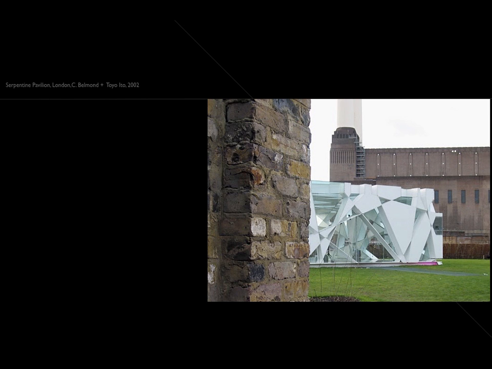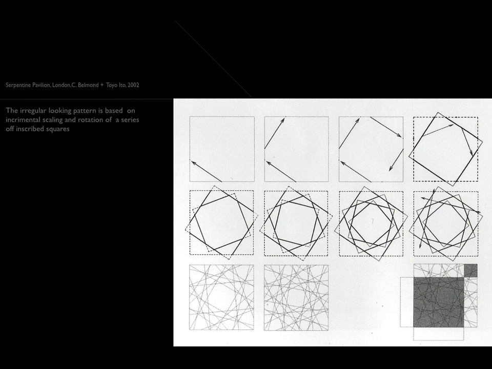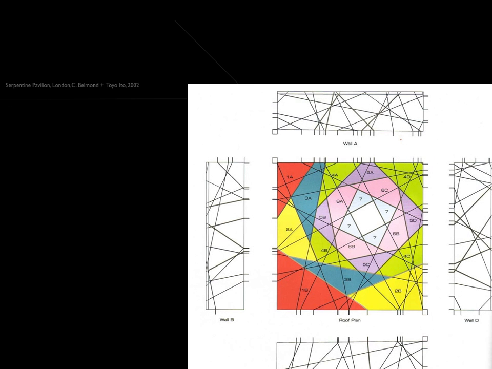other projects, like this Serpentine Pavilion, which you probably know well, were very quickly erected, and it was an algorithmically generated concept. The pattern was based on incremental scaling and rotation of a series of inscribed squares, and then the geometry was folded. Cecil Balmond was a structural engineer working with Toyo Ito. He's a very ingenious guy who did a lot of work on it.